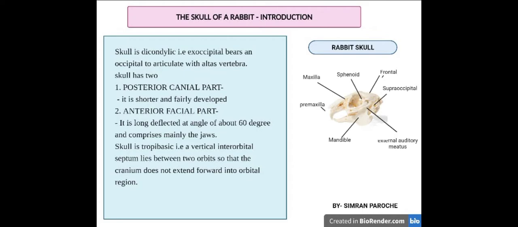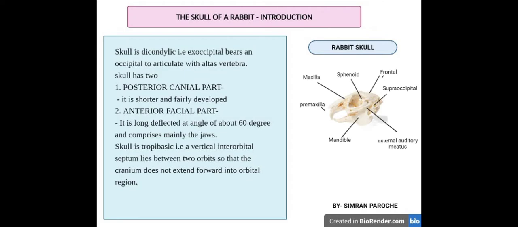The orbits are situated just behind the junction of the cranial and facial region and are quite large. The skull of rabbit has two parts. First one is the posterior cranial part, which is shorter and fairly well developed, and second one is the anterior facial part. It is longer, deflected at an angle of about 60 degrees and comprises mainly the jaw. The skull of rabbit consists of cranium, sense capsule, upper jaw, lower jaw and hyoid apparatus.